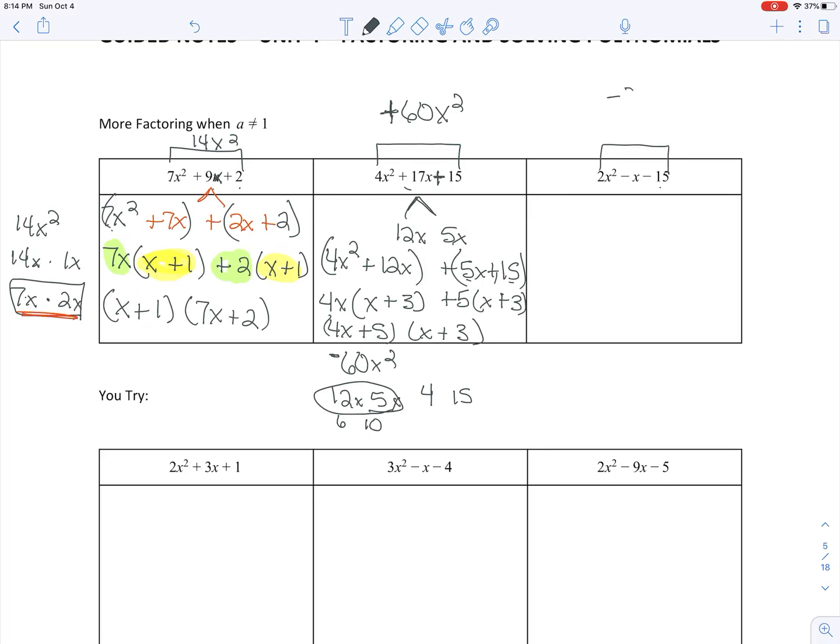Once again, we multiply a times c. We get negative 30. What two numbers can we multiply to get negative 30x squared and add to get negative x? 6 and 5. I want it negative. So one has to be positive, one has to be negative, and I want it negative x, so that bigger one has to be negative. So I write 2x squared, I write negative 15, and then my insides, that negative x changes to negative 6x plus 5x, and then we factor by grouping.